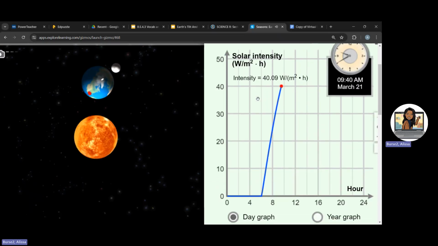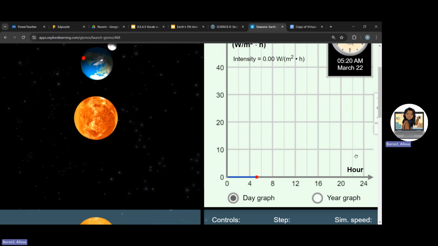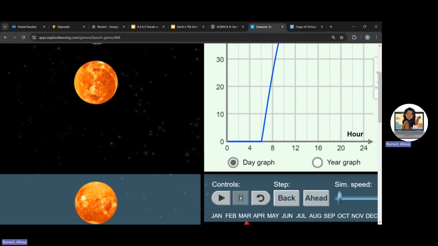So when I'm seeing this, March 21st, I see my intensity goes up right about, I'd say like 6 o'clock. Starts to come down and hits right about maybe 18 hours or 1800 hours.